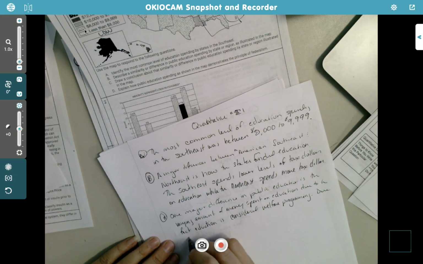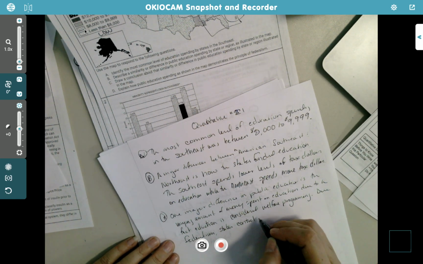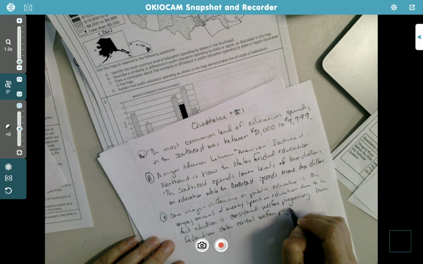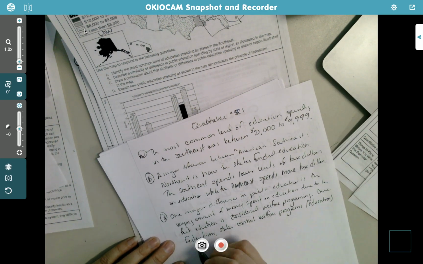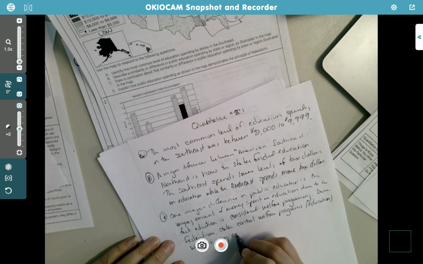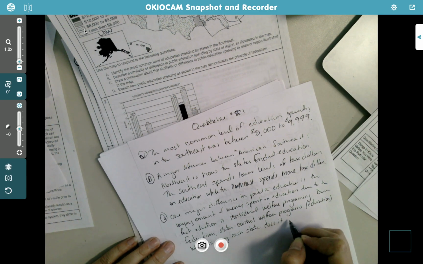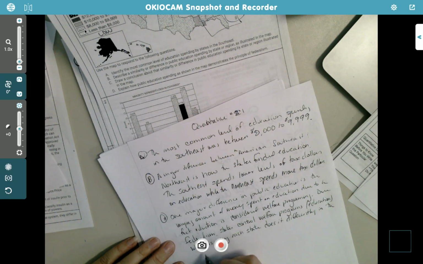Due to federalism, because we want to show them how smart we are. Due to federalism, states control welfare programs, parentheses, education, which is why each state does it differently in the funding of it. Yeah. So smart.